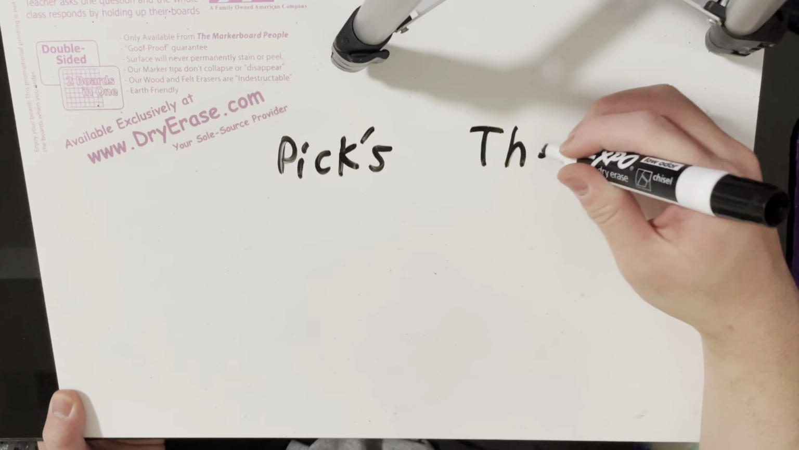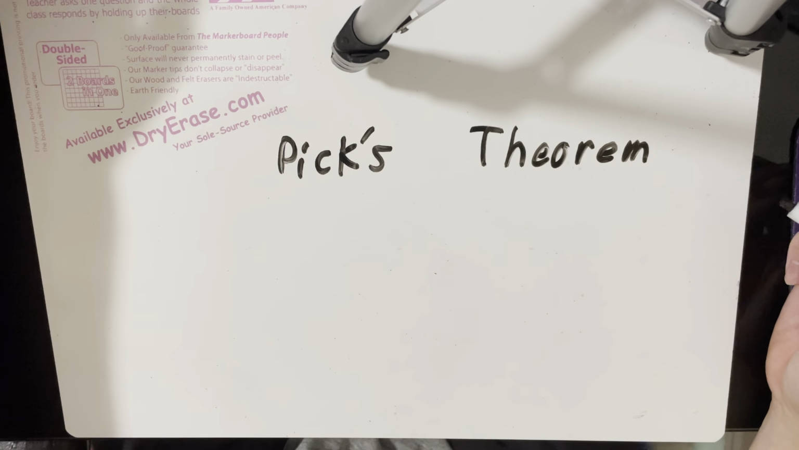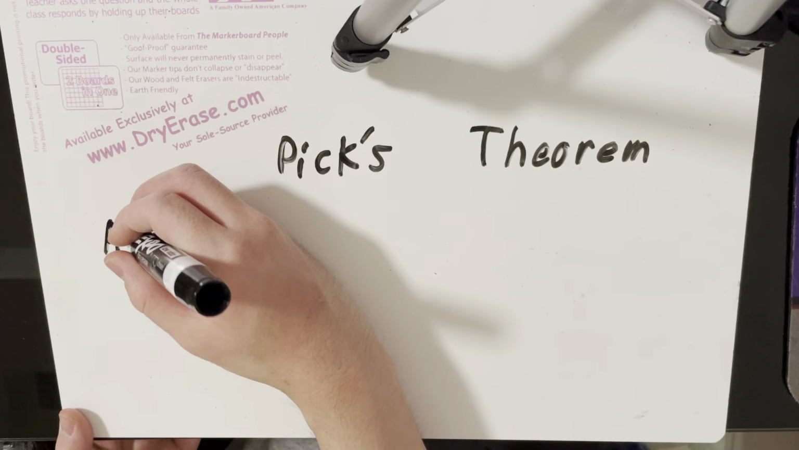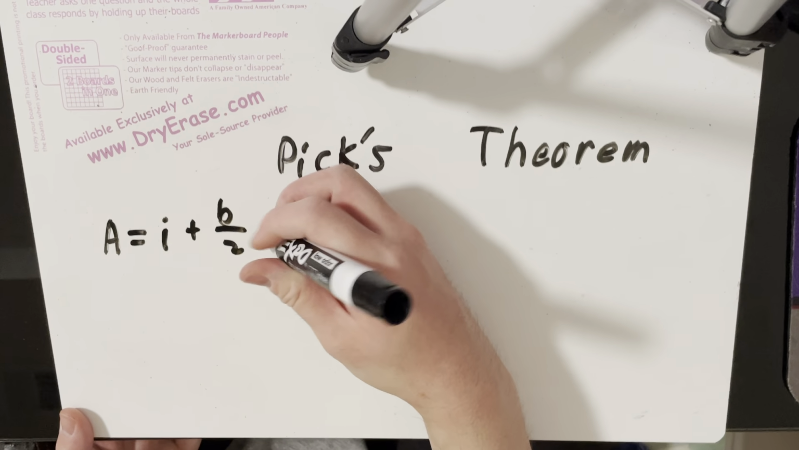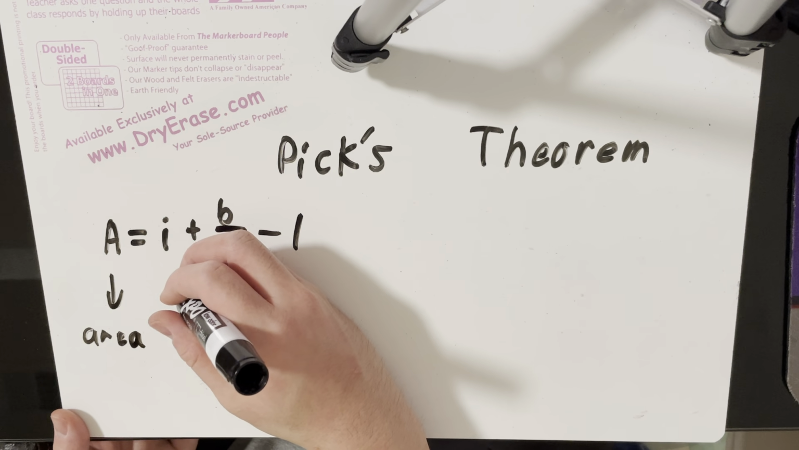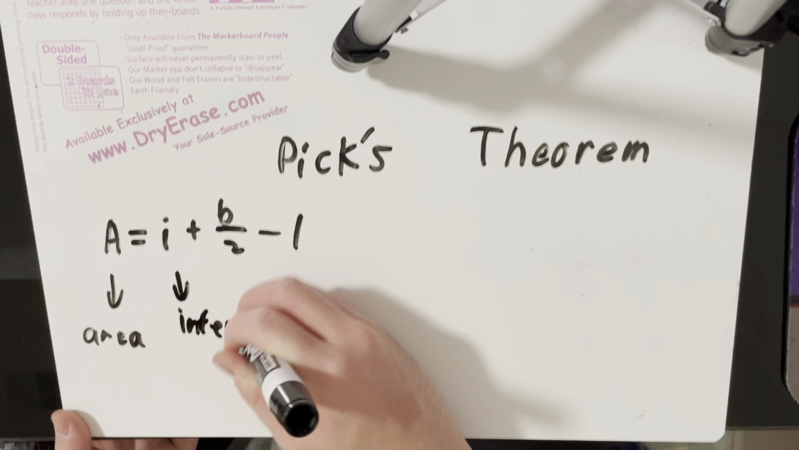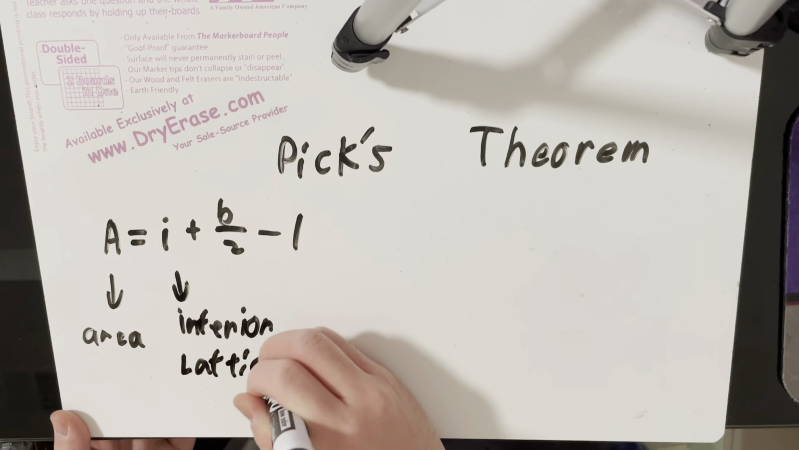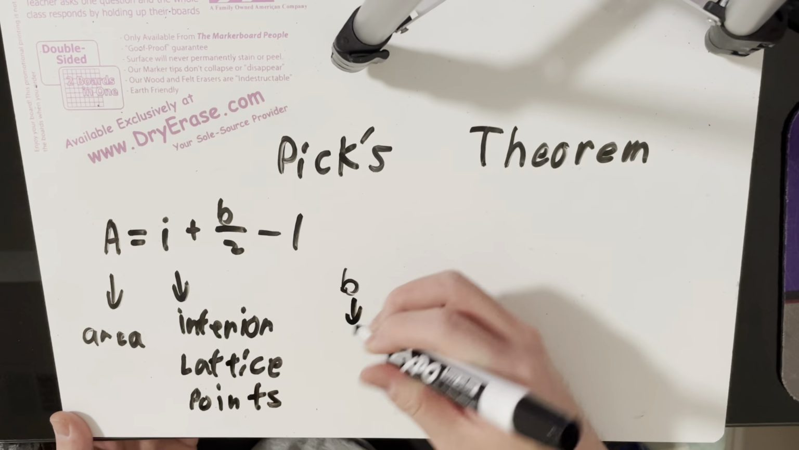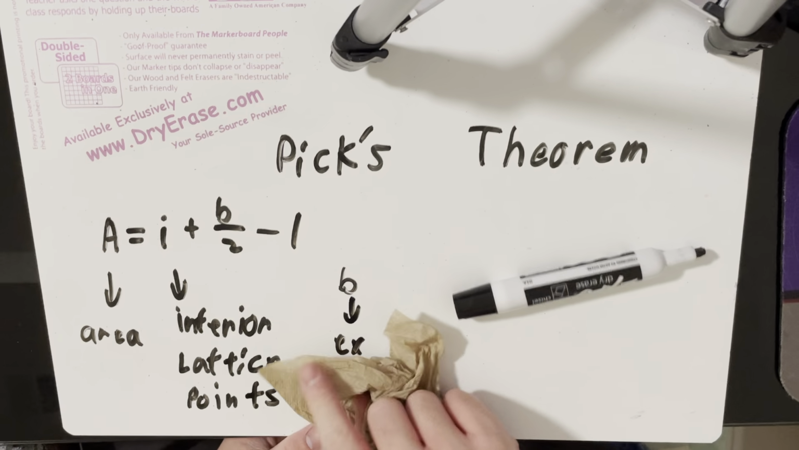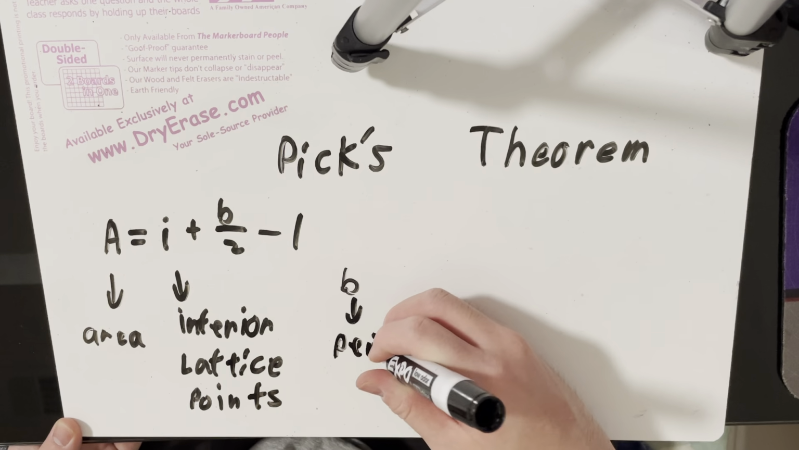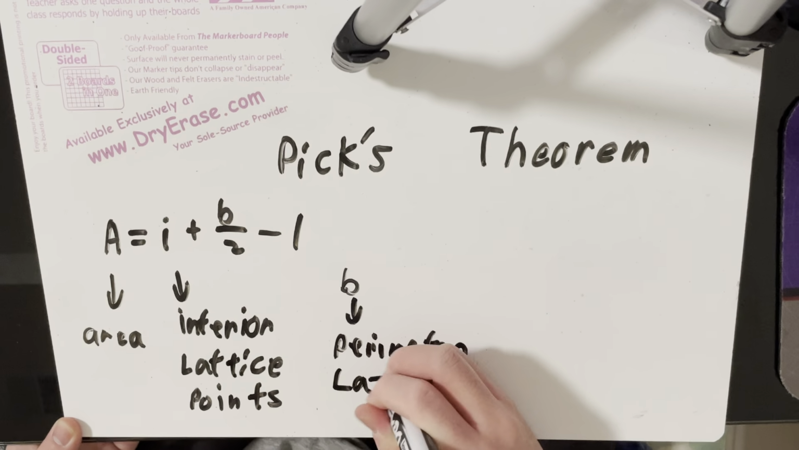So Pick's theorem. What does this theorem state? According to a reputable source called Wikipedia, Pick's theorem states that A is equal to I plus B over 2 minus 1, where A is the area of a given triangle, I is equal to the number of interior lattice points, and B is equal to the number of lattice points that are on the perimeter, the perimeter lattice points.